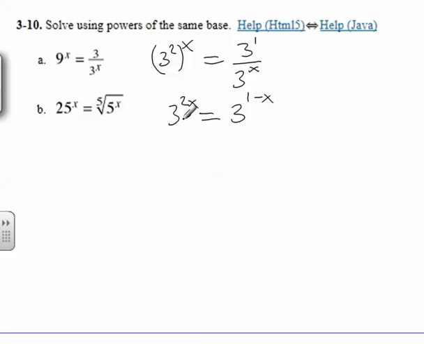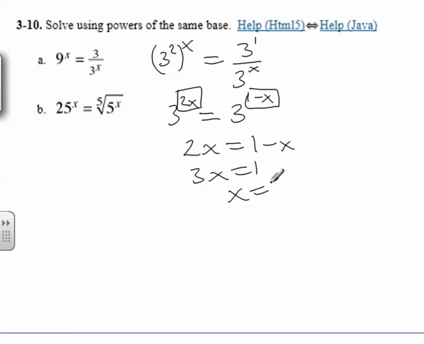Well, if these bases are exactly the same, that would mean that these exponents must be equal to each other to make this statement true. So what x value would be there if I've got the exponents equal to each other? All right, like that. So I'm going to add x to both sides and I get 3x equals 1 and x is 1/3.